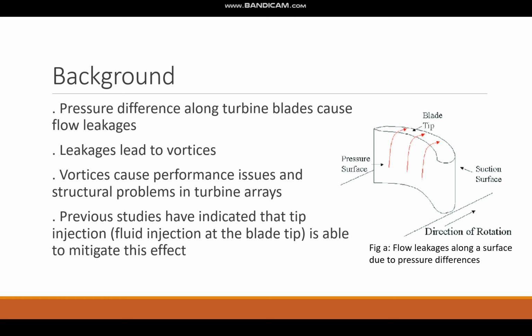When the leakage flow meets the main flow stream, vortices are created which can cause performance losses for individual turbine systems. Additionally, further structural and performance problems in arranged wind turbine farms occur due to vortex turbine interactions in succeeding turbine systems. Previous studies have shown that tip injection is able to mitigate this effect. This paper presented an experimental investigation into this topic.